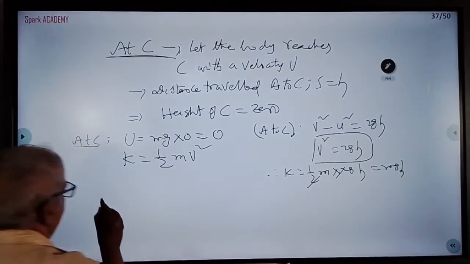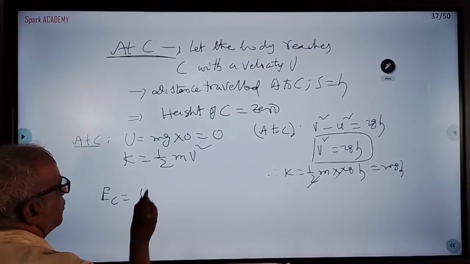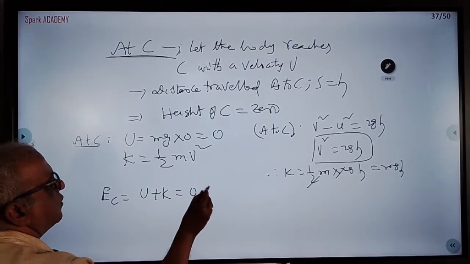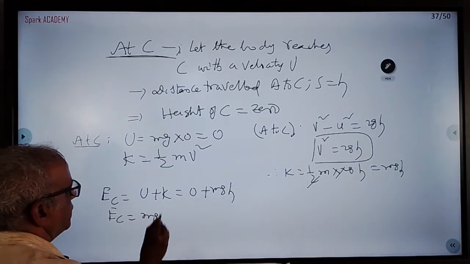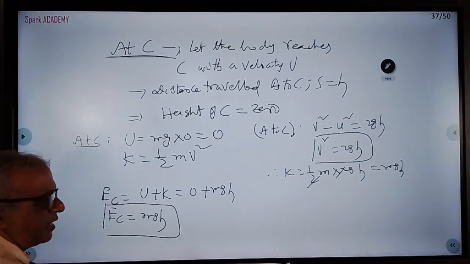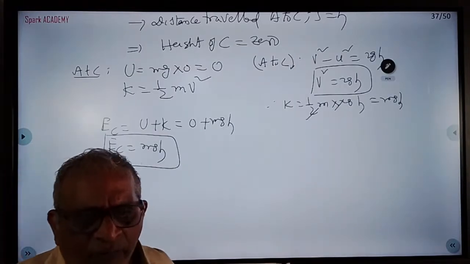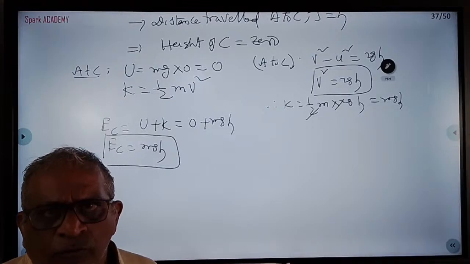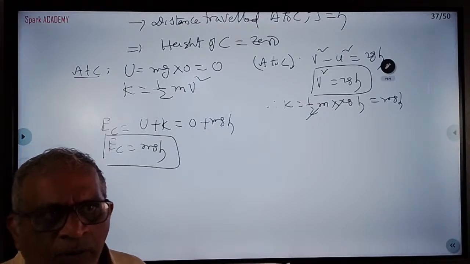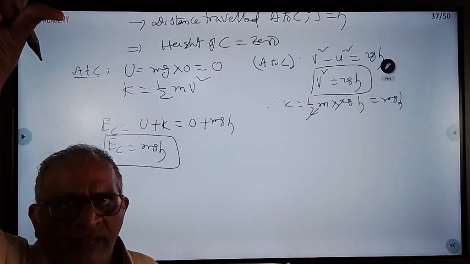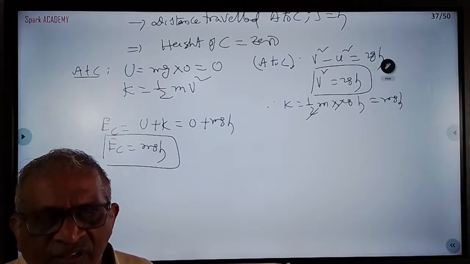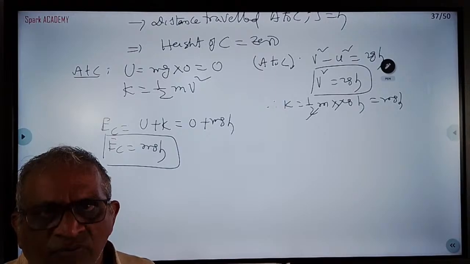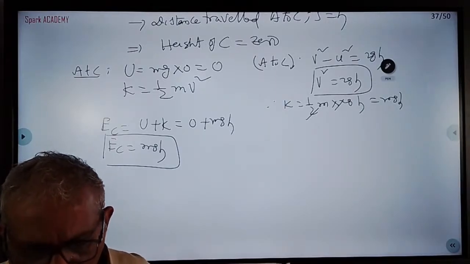Total energy at C is potential energy plus kinetic energy, which is 0 plus mgh. So energy at C is equal to mgh. Everywhere, energy at A is equal to energy at B is equal to energy at C, which is mgh. This is the law of conservation of energy in case of a freely falling body. That is the proof.